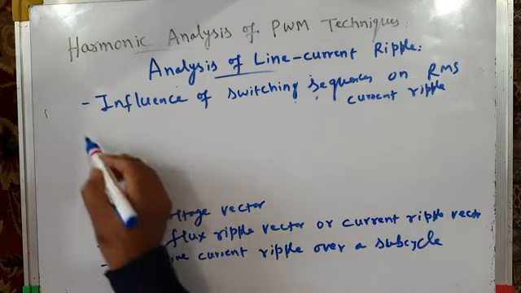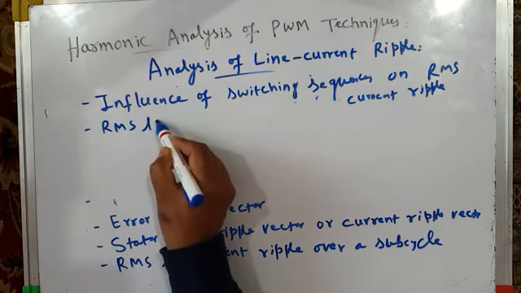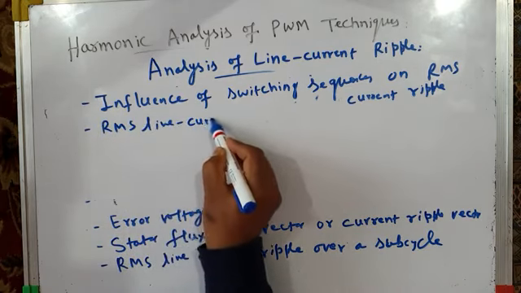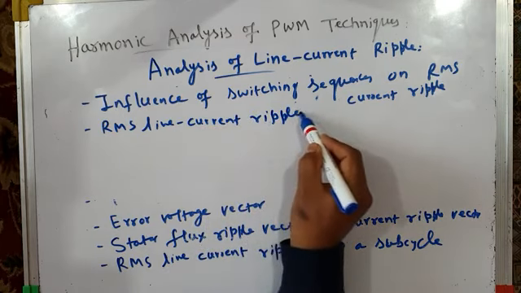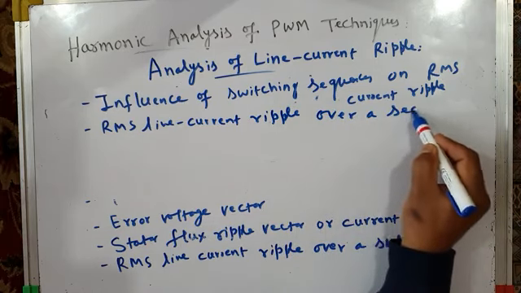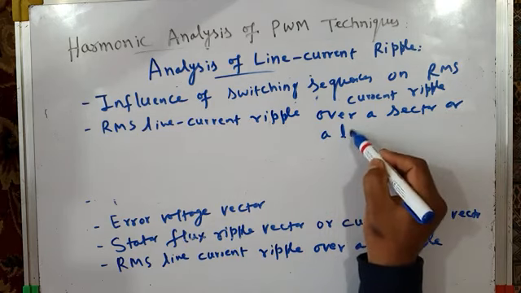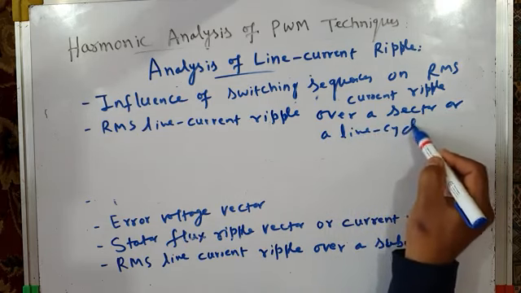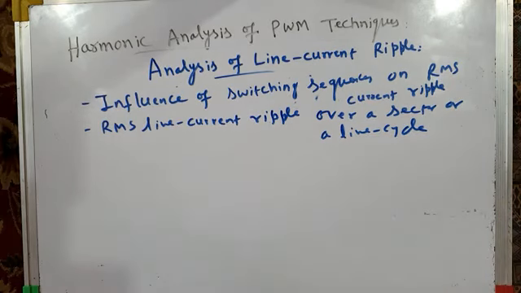And then this will be followed by RMS line current ripple. We'll try to find the RMS line current ripple over a sector or a line cycle. I mean a complete line cycle. In one line cycle we'll try to find out the RMS line current ripple.